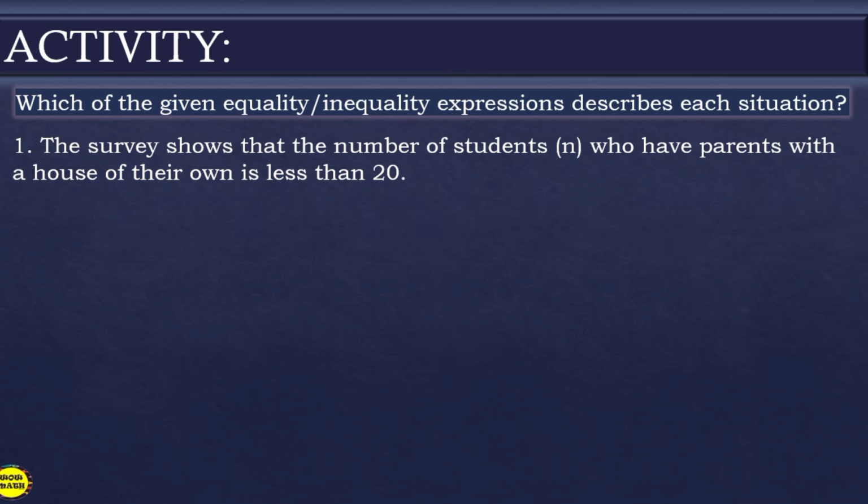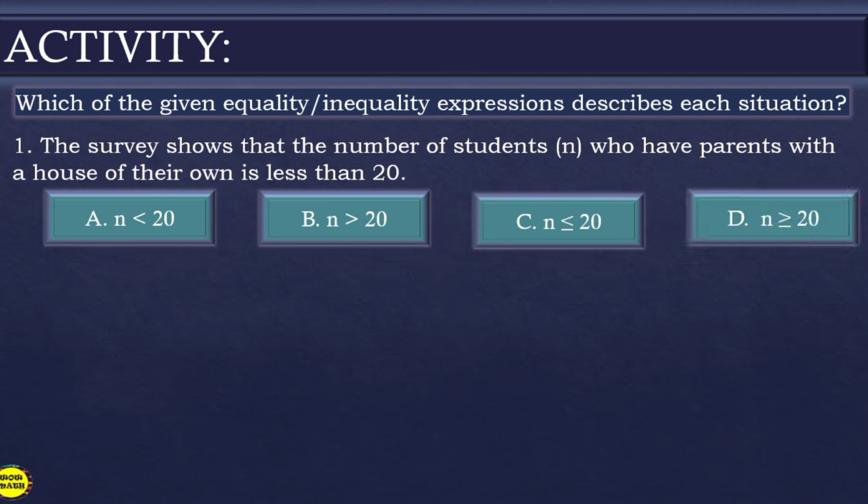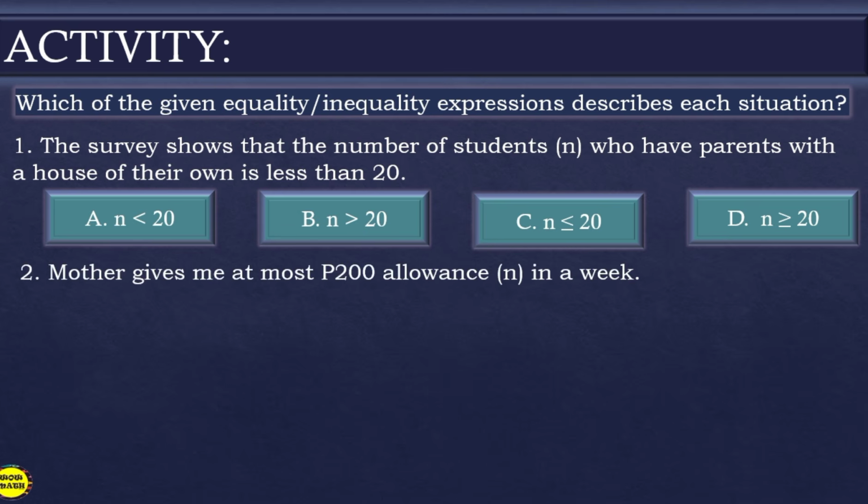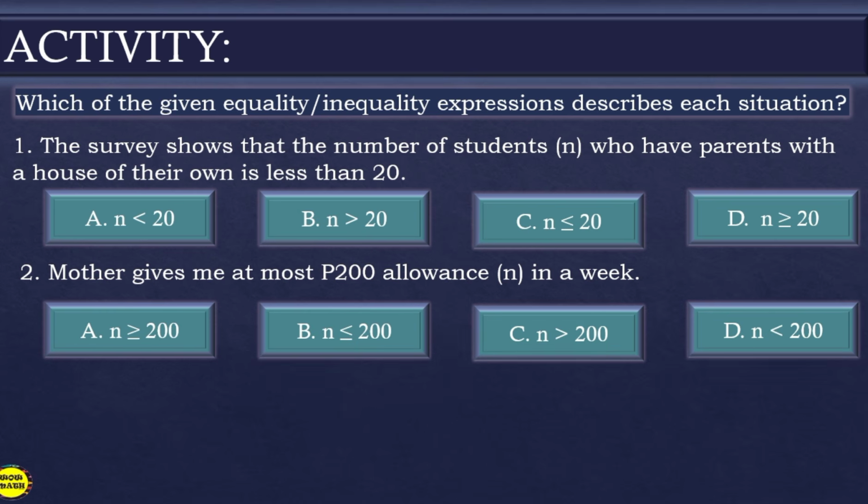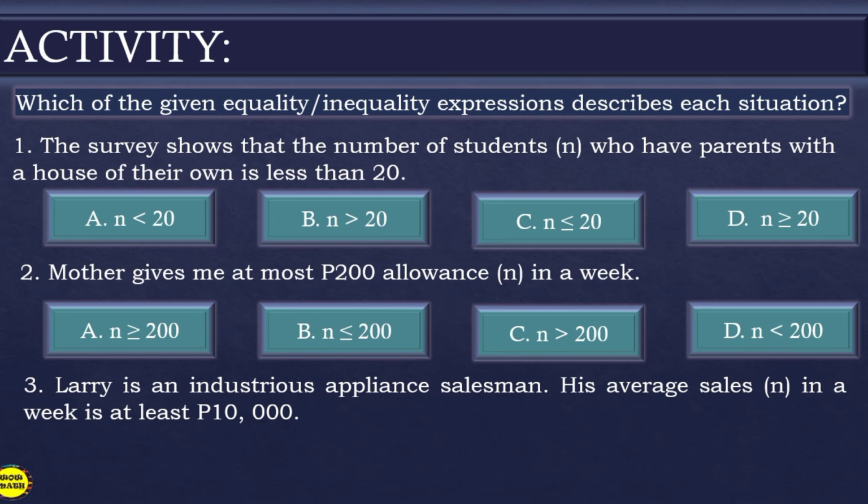Number 1, the survey shows that the number of students who have parents with a house of their own is less than 20. Letter A, B, C, and D. So, choose the letter only. Number 2, mother gives me at most 200 pesos allowance in a week. Number 3, Larry is an industrious appliance salesman. His average sales in a week is at least 10,000 pesos.